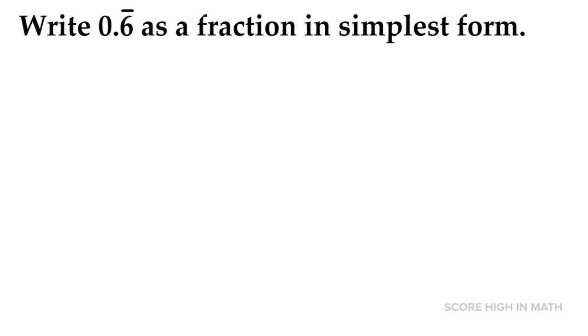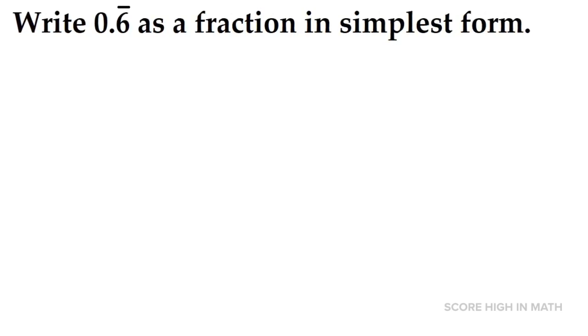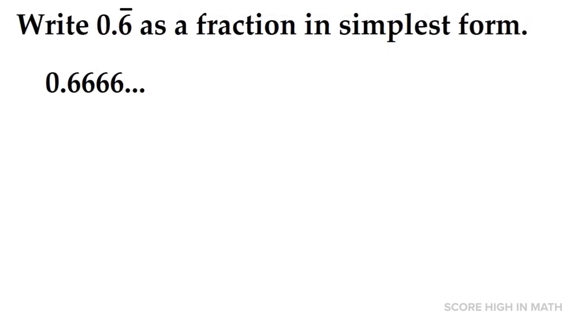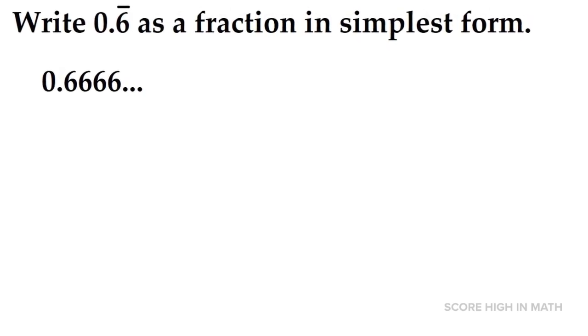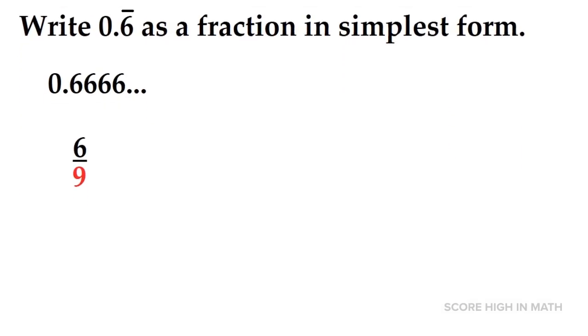What about this example? Write 0.6 with a bar as a fraction in simplest form. Remember, when there is a bar on top of a number, that means the number repeats. So the number is 0.666 and so on. I want you to listen very well.